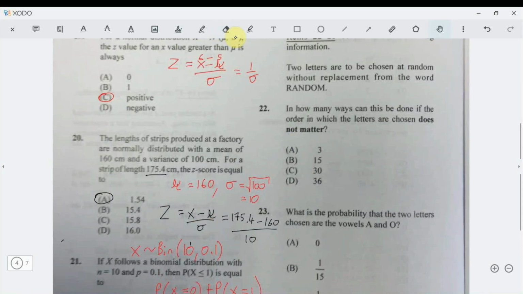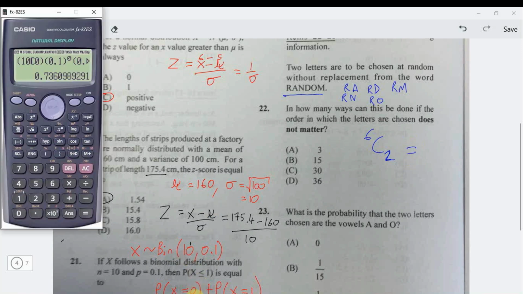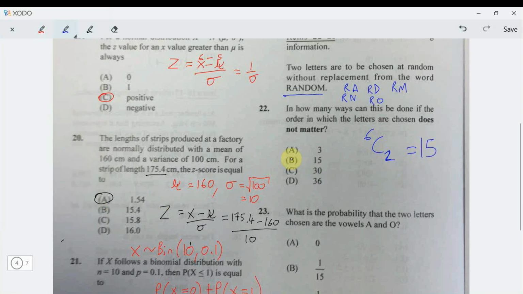It says 2 letters are to be chosen at random without replacement from the word random. In how many ways can this be done if the order does not matter? So we're just choosing any 2 letters. We can choose R and A, R and N, R and D, R and O, R and M, and we can continue. But all we're doing is choosing 2 letters from a total of 1, 2, 3, 4, 5, 6. Put that into your calculator: 6 choose 2. That is 15. There are 15 ways you can do that. Option B.